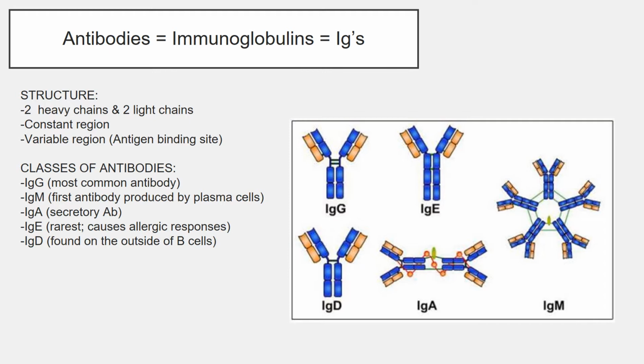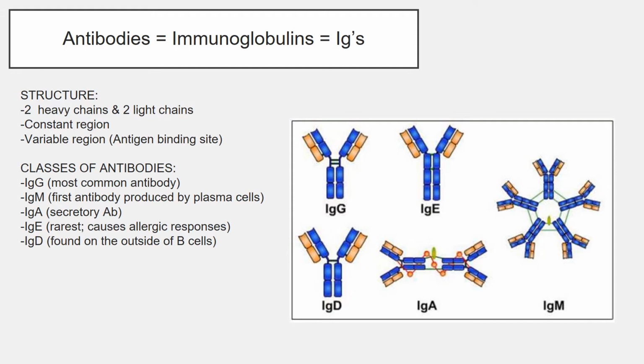Antibodies are your immunoglobulins. The structure contains 2 heavy chains and 2 light chains. There is a constant region, and the variable region is the antigen binding site. Your classes of antibodies include IgG, which is the most common, produced second in the immune response. It's a monomer. It is the primary antibody produced in a secondary and late primary response. Your next one is IgM. It's the first produced, produced by plasma cells, good at coagulation, and it's a pentamer.